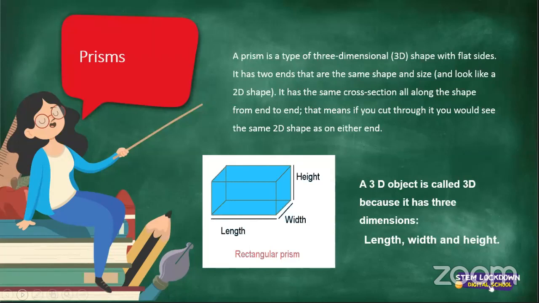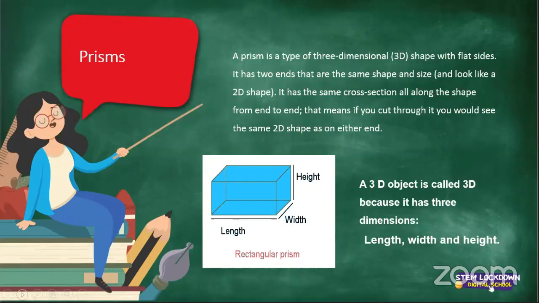This means that if you cut through it, you will be able to see the same 2D shape on either end. For an example, let's take a loaf of bread. A loaf of bread that is not sliced, it's a solid loaf of bread. You cut it in half, it should still give you the same shape, same size on either end. And then cut the one half in half, it will have 2/4. Those 2/4 should be able to give you the same shape and the same size. That is what we call the cross section.